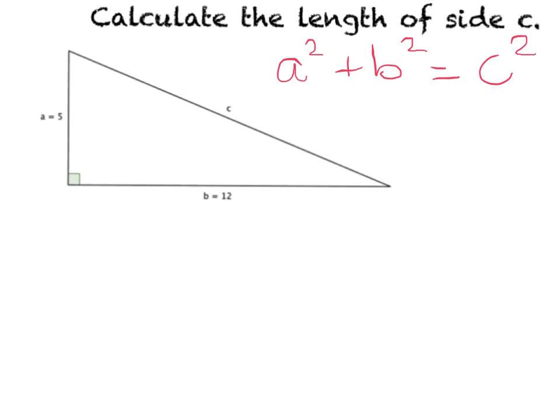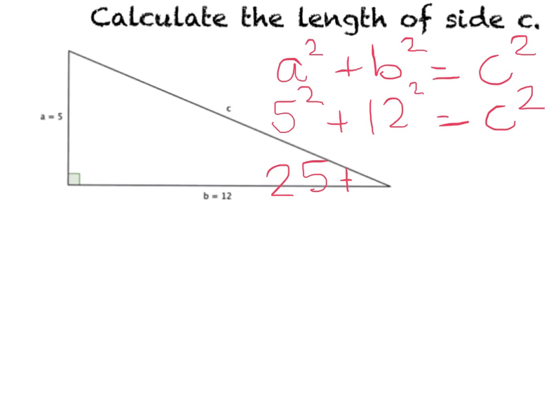Now, in this triangle, my sides are labeled. So this side is labeled A, this side is labeled B, and then the side that I'm not clear on the length of is side C. Again, it's important to know that the hypotenuse is the side opposite the right angle. All right, so we're going to go ahead and fill in. A is 5, so I'm going to write 5 squared, plus B is 12, so I'm going to put 12 squared, equals C squared. Now, 5 squared is 5 times 5, which is 25.